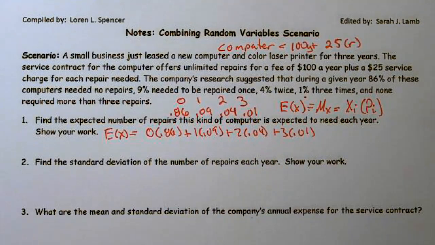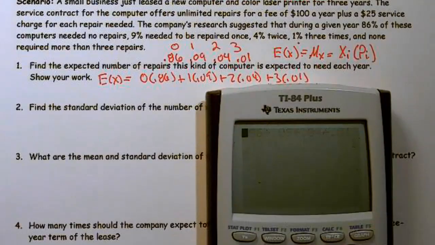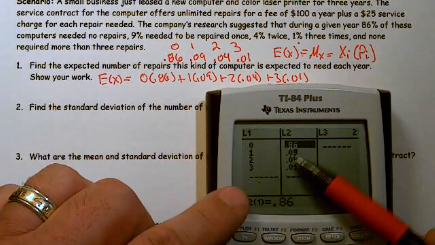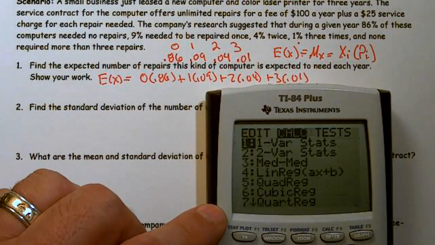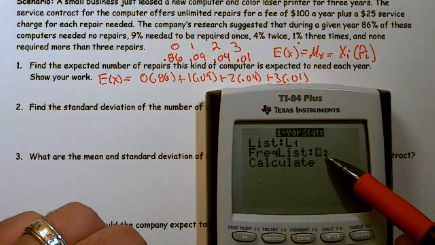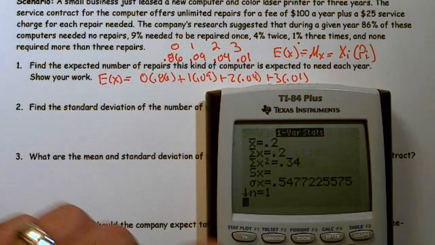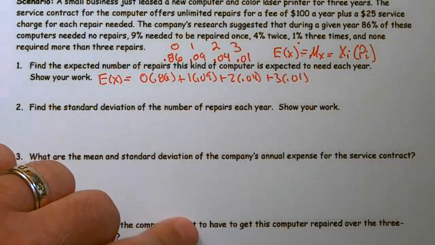Now I went ahead and stuck that into stat edit. So stat edit, and there's my values, 0, 1, 2, and 3. And here's my probabilities. So stat calc, 1 variable statistics. My X list is L1, so second 1. And I do have a frequency, so I need to turn my freq on, which is going to be L2, second 2. And I end up getting an expected value equal to 0.2.